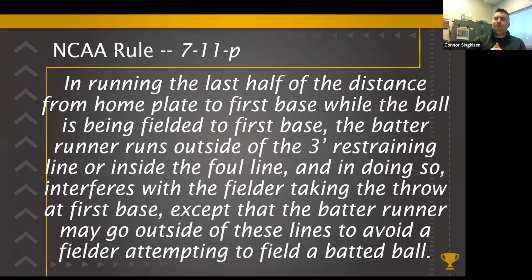The NCAA rule is pretty much the exact same. In running the last half of the distance from home plate to first base while the ball is being fielded to first base, the batter runner runs outside of the 3-foot restraining line or inside the foul line, and in doing so, interferes with the fielder taking the throw at first base, except that the batter runner may go outside of these lines to avoid a fielder attempting to field a batted ball. Okay, so that's NCAA for those of us who work that, or where that rule may be in play.